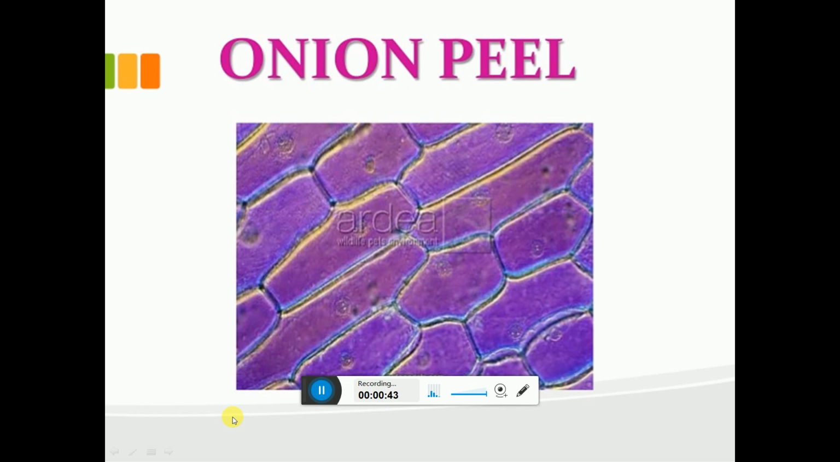This is an onion peel. Let us take a small piece from an onion pulp. With the help of a pair of forceps, we can peel off the skin from the concave side of the onion. This layer can be put immediately in a watch glass containing water. This will prevent the peel from getting folded or getting dry.